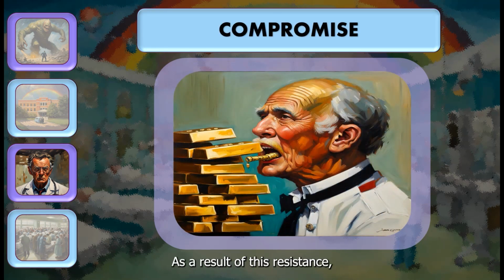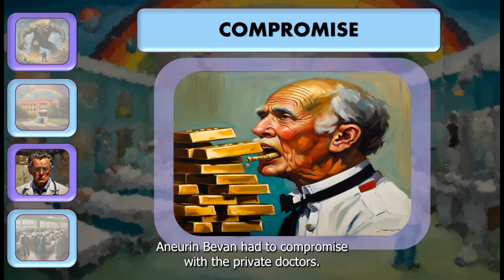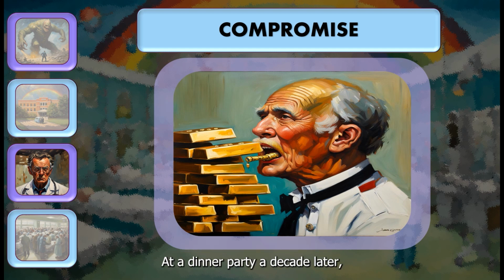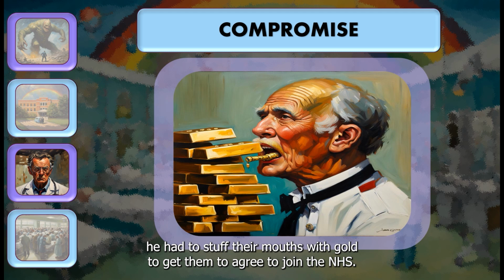As a result of this resistance, Aneurin Bevan had to compromise with the private doctors. He allowed them to continue private practice and continue to charge fees on a part-time basis. At a dinner party a decade later, Bevan claimed that when it came to these private doctors, he had to stuff their mouths with gold to get them to agree to join the NHS.